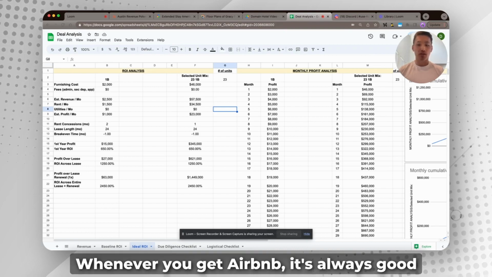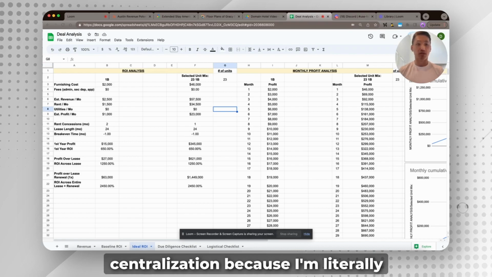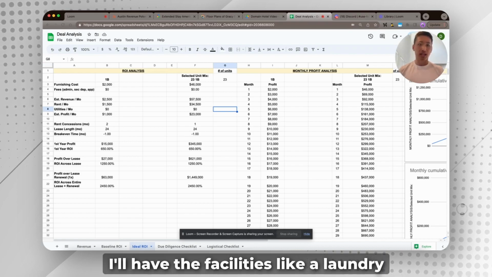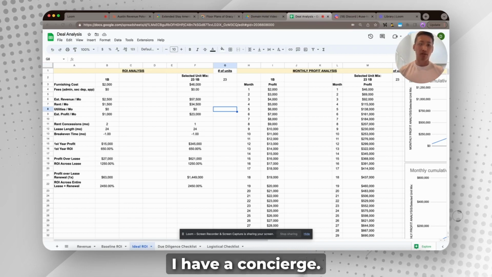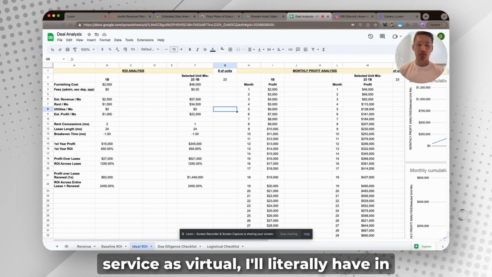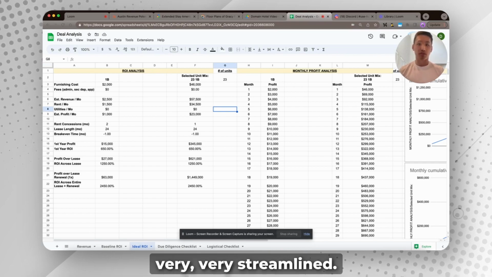Whenever you get Airbnbs, it's always good to centralize because it makes operations easier. But this would be the epitome of centralization, because I'm literally taking over a hotel. I have the facilities, like the laundry facilities, the storage facilities. I have cleaners on site. I have a concierge. Instead of a virtual customer service, I literally have in-person customer service. This could be very, very streamlined if I take down the whole thing.